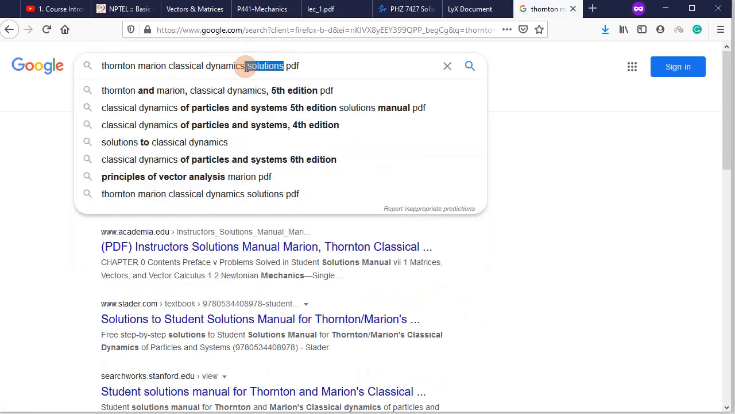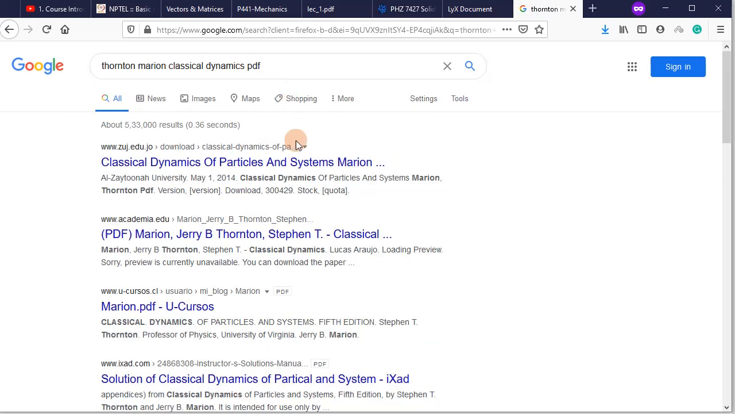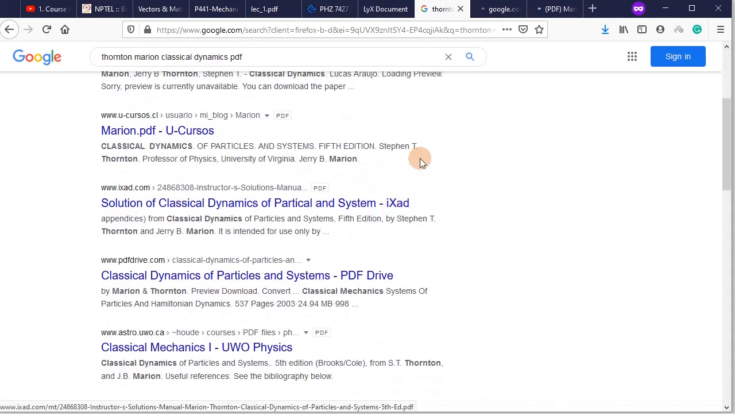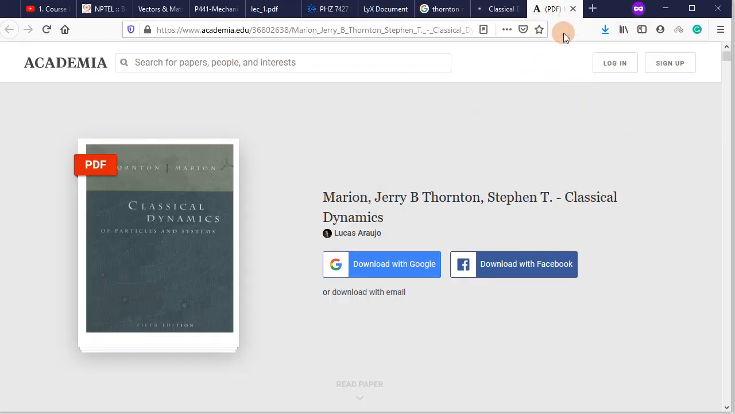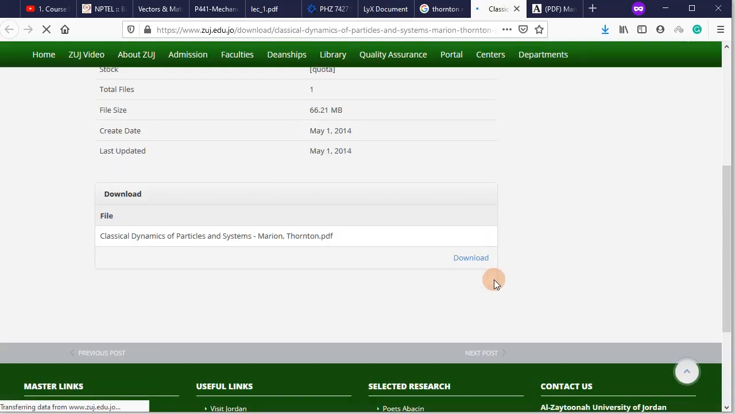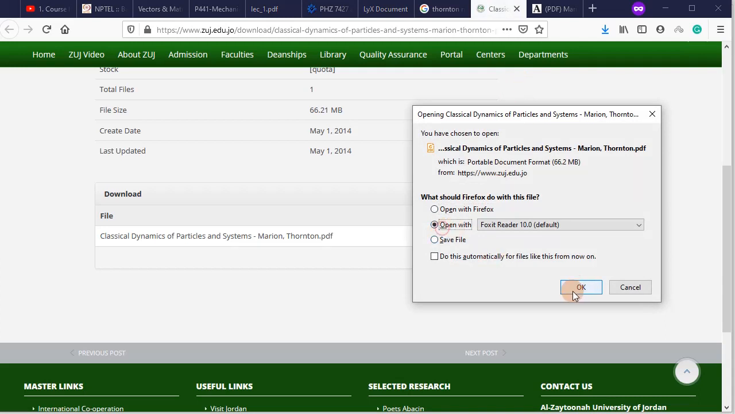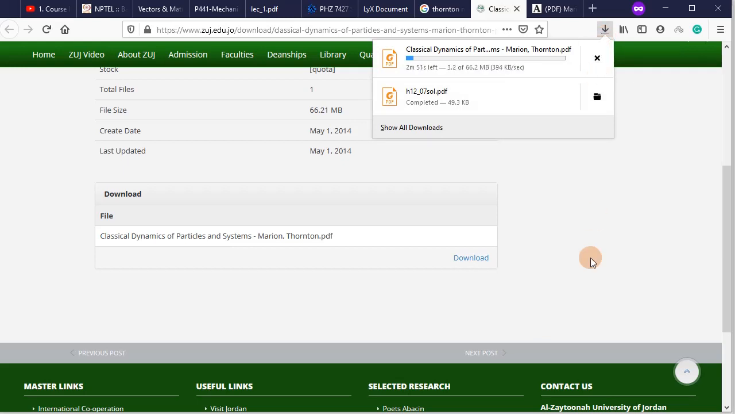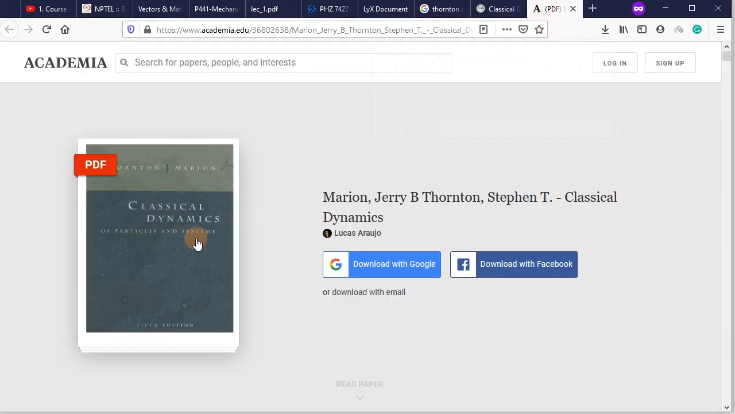Solution, I don't want. You can get it, you see. Academia, you can get. Here, you can get. Don't click every link. Whatever link is trusted, you can have. Here, you can have. I don't know whether it will have or not. Will it come? 66 MB, that will take time. You can have it. No issues.